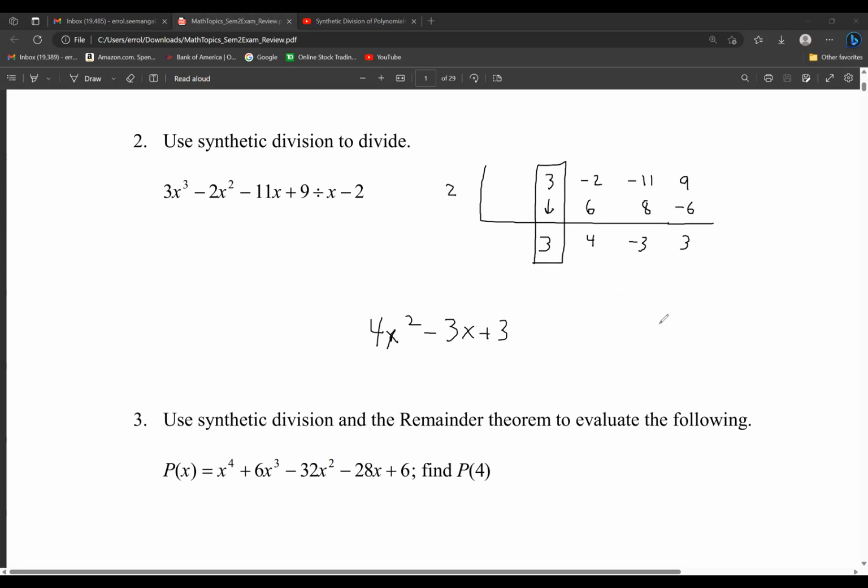Question. You see below the -2, where is the 6 from? Where's this 6 from? 2 times 3, 6. Oh, okay. And for 8, it's 6 times what? 2 times 4, 8.